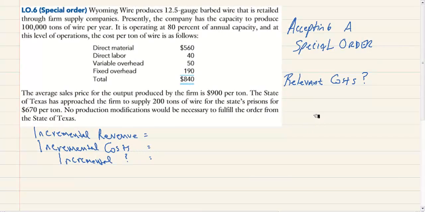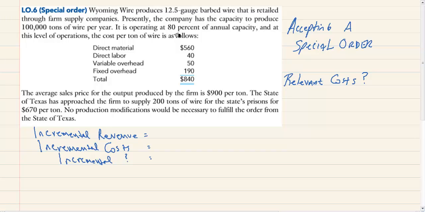Finally, we're going to take a look at a special order decision. Should we or should we not accept a special order from a client? A lot of times a client might send in a rush job or some kind of job that requires a specific way of doing the order, and we have to decide whether or not we want to accept that job or pass on it. So we have Wyoming Wire. They make barbed wire, and it says we presently have a capacity of 100,000 tons of wire per year, and we're operating at 80% of annual capacity. That's a key because that tells us that we have a little extra capacity to do a special order.